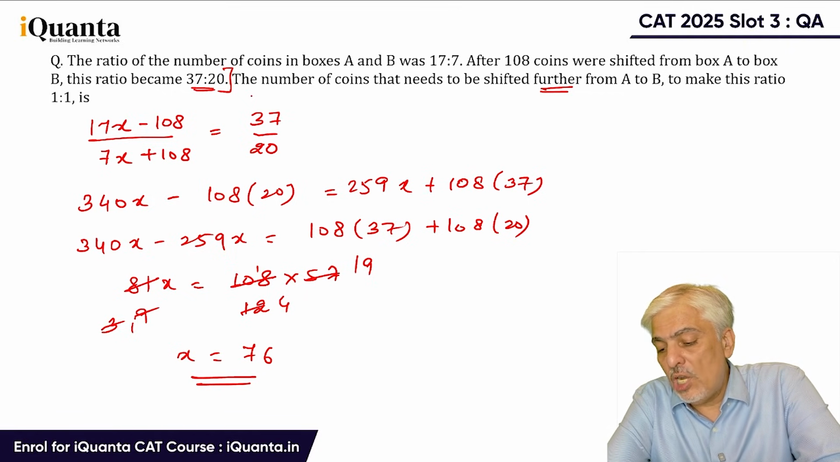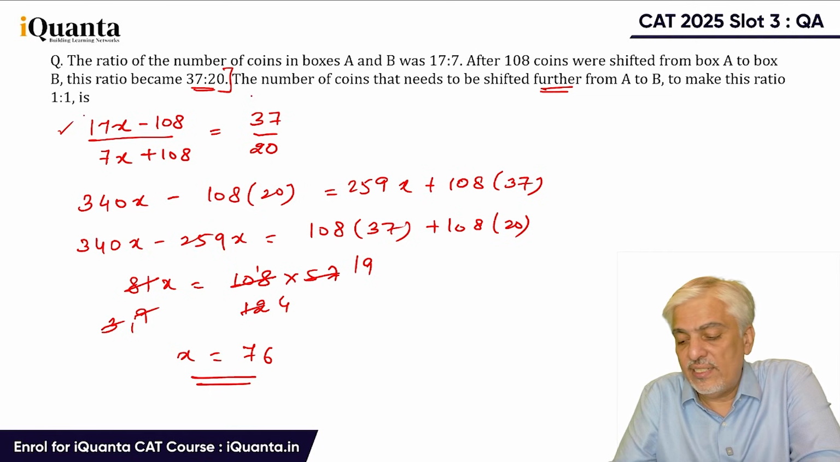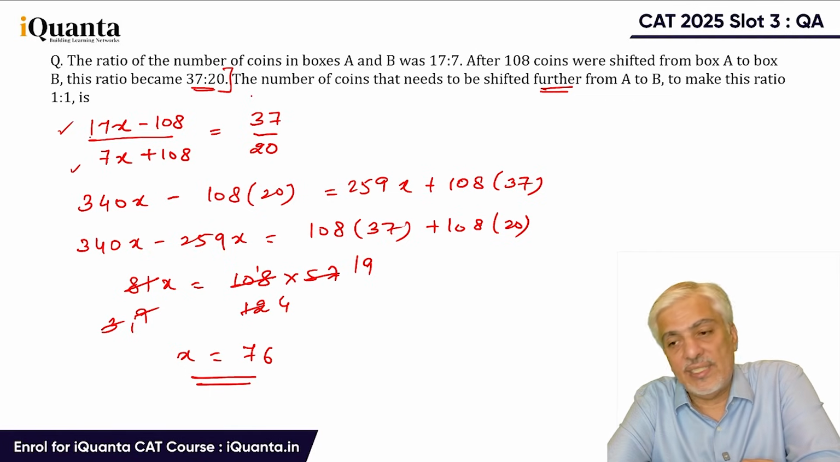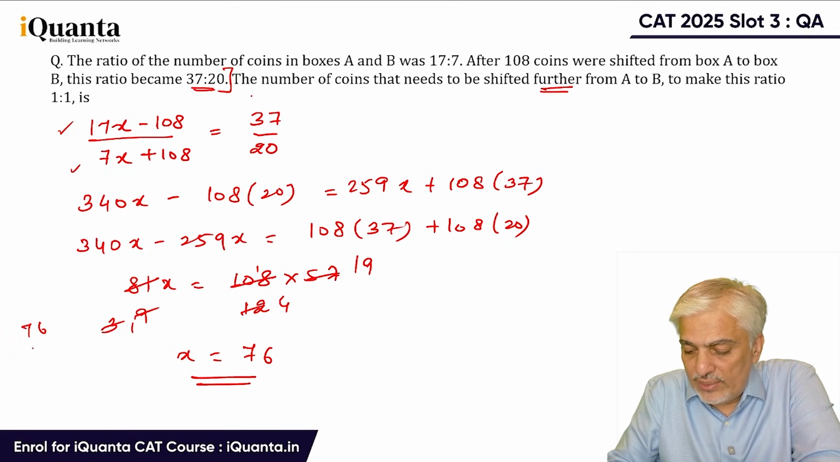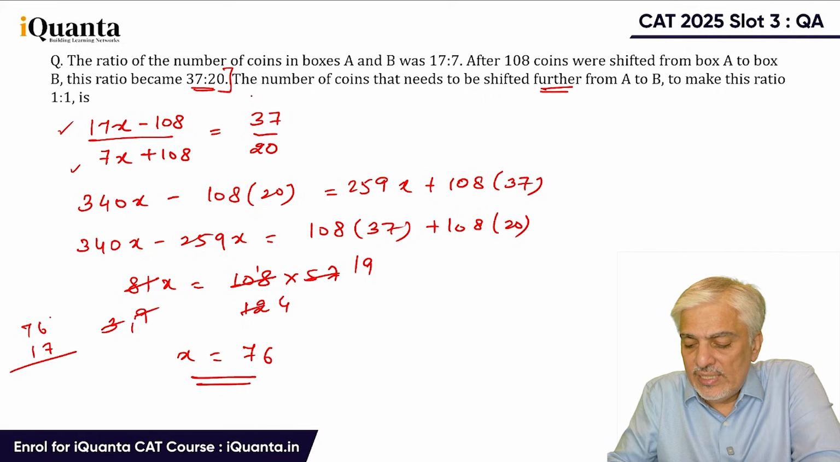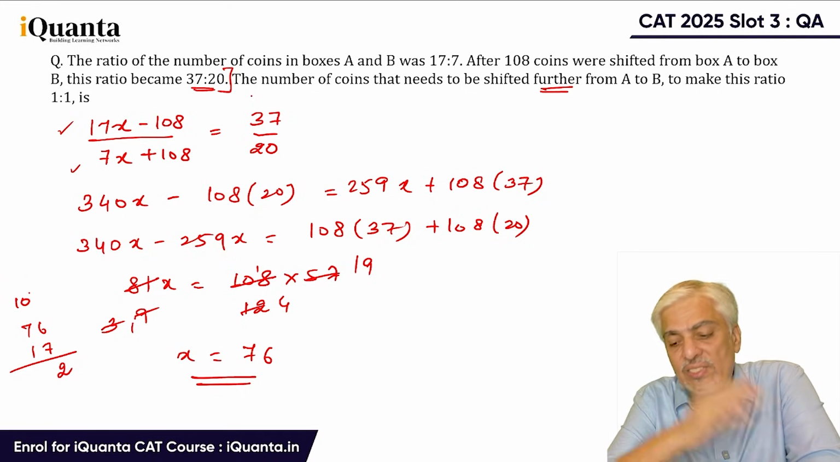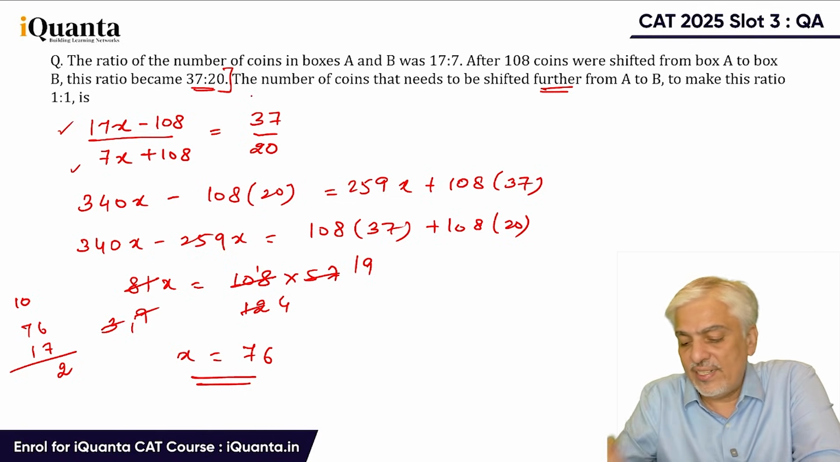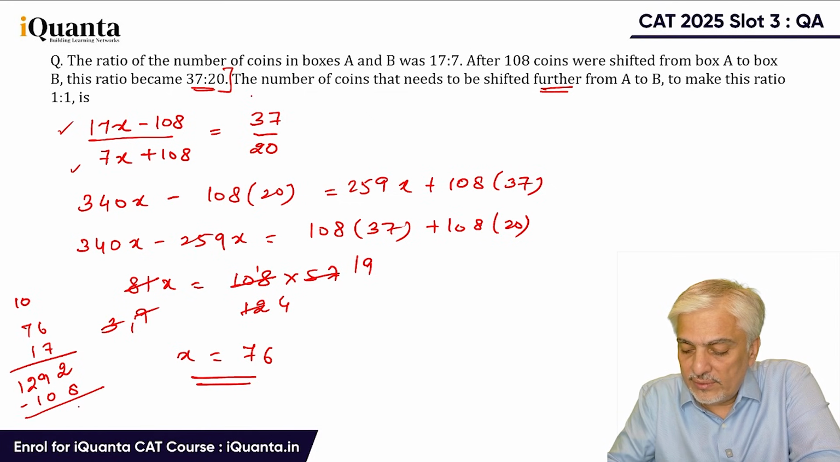So let's find out how many coins were there now after the shifting. So after shifting, we have 17x minus 108 and 7x plus 108. Okay, so yes, you can use your calculator over here. I'll just show the calculations over here. 76 into 17. 17 6s are 102, 10 carry. 17 7s are 119. 119 plus 10 is 129. So 1292 minus 108.